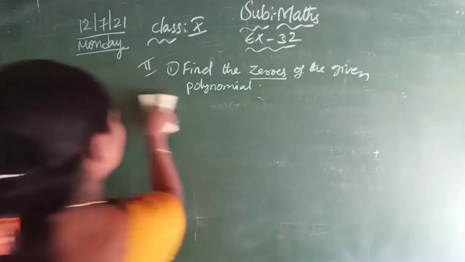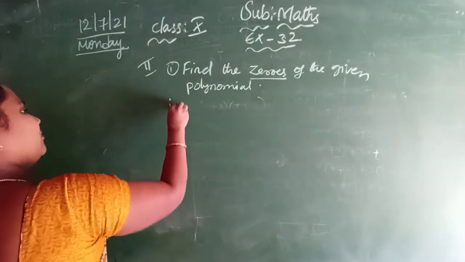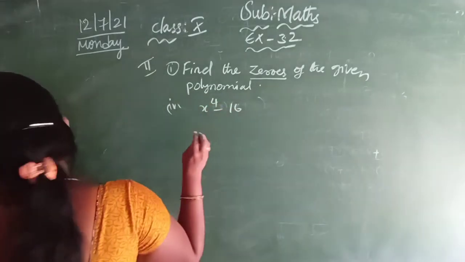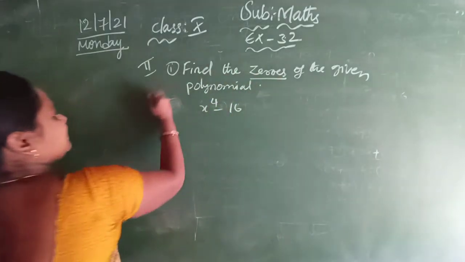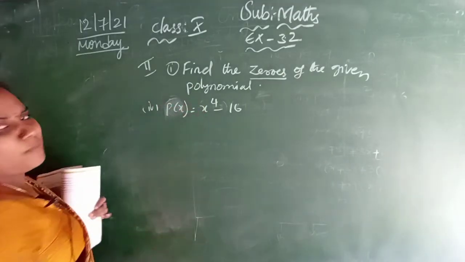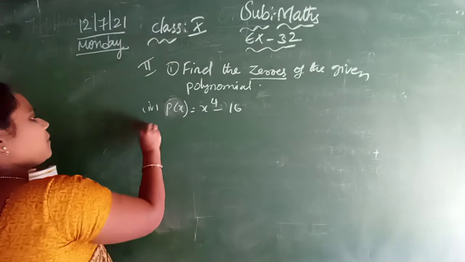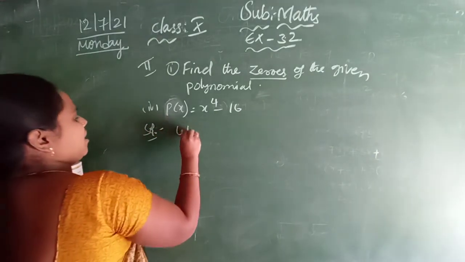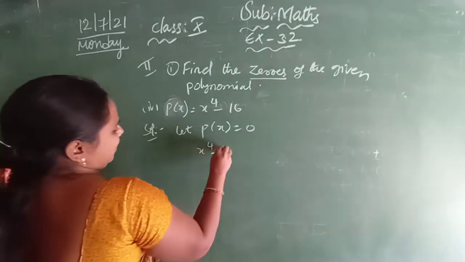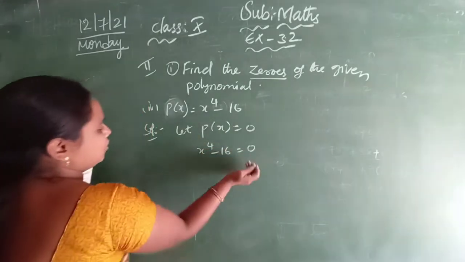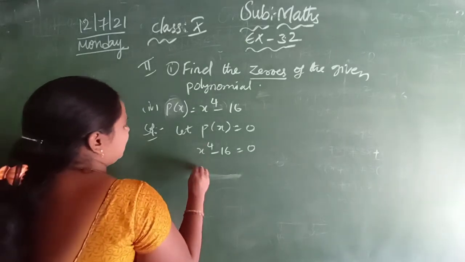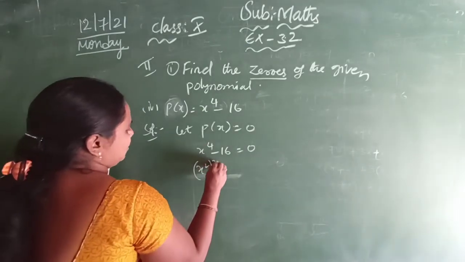So we are left with the fourth problem. What is the fourth problem we have here? x power 4 minus 16. That means P of x is equal to x power 4 minus 16. Let P of x equal 0, so x power 4 minus 16 equals 0. Here x power 4 I can write as x square whole square.